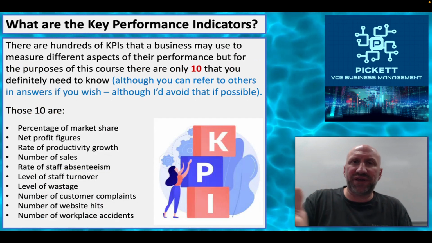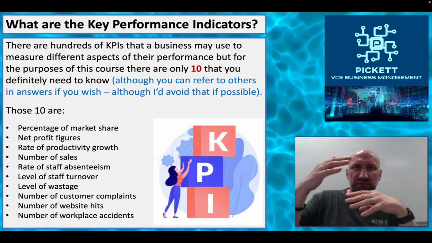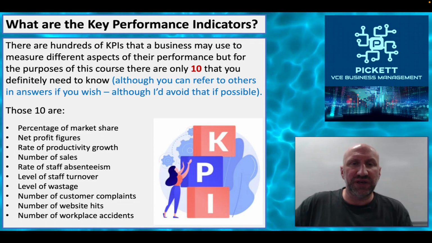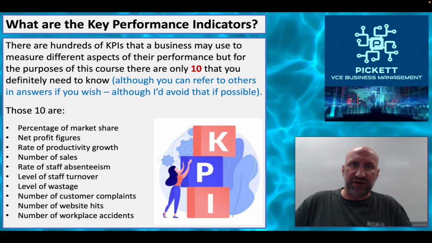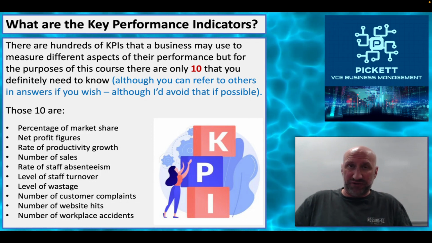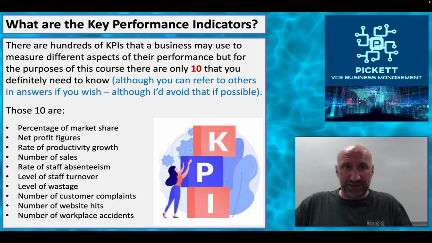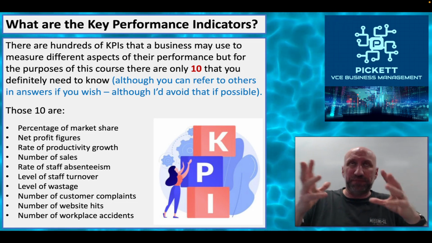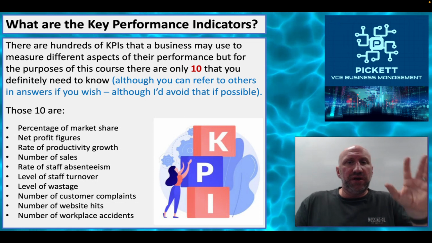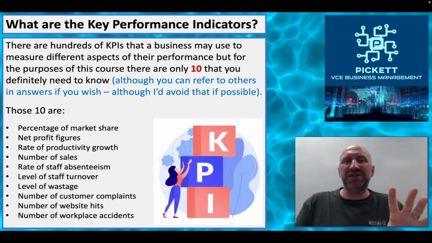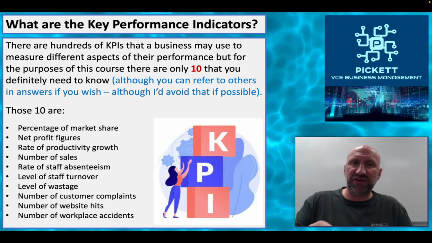Now, what are the key performance indicators? So that study design was a fair chunky bit because there's 10 of them, okay? Now, there are literally hundreds of different KPIs that any given business might use to measure different aspects of their own performance. And big businesses, like big international businesses, would have hundreds, if not thousands. But for the purpose of this course, there are only 10 that you definitely need to know, okay?